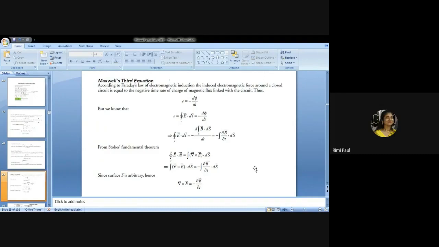So we can write D is equal to epsilon E in the electrostatic field, and in the magnetostatic field we can say that B is equal to mu H, and we are taking a linear zone. Remember. Okay.